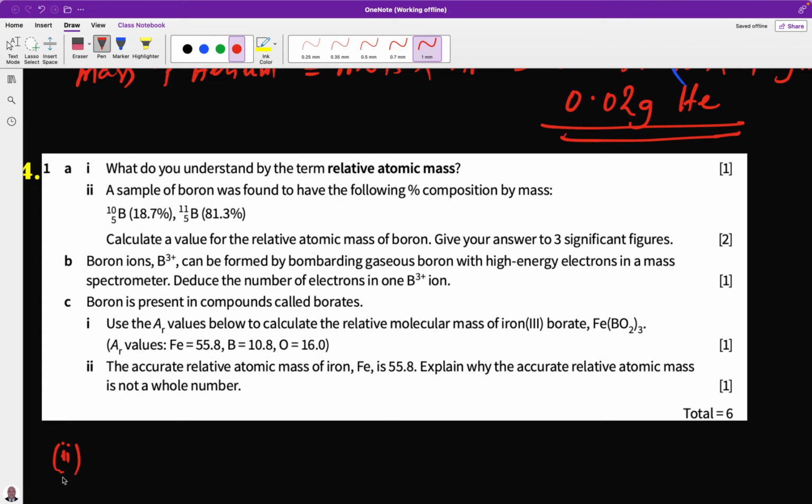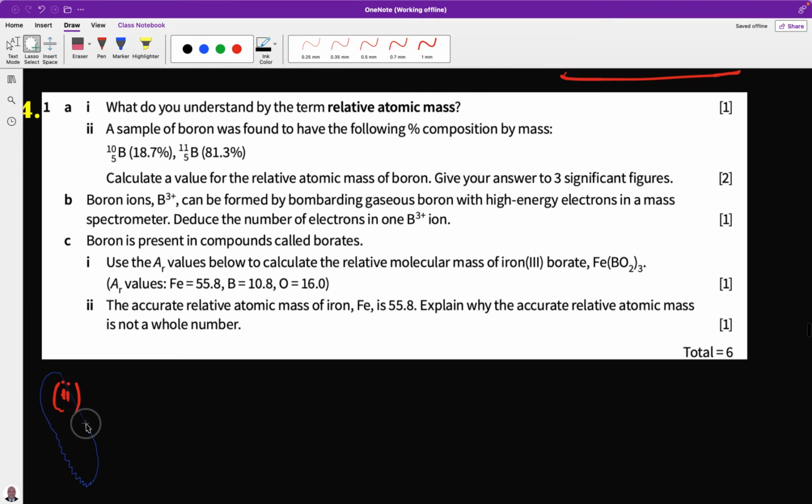Now, you can equally define the relative atomic mass as the ratio of the weighted average. Let me give you this definition. This is another definition. If you don't define it as the other one I gave you, you can use this one. This is the most updated one.